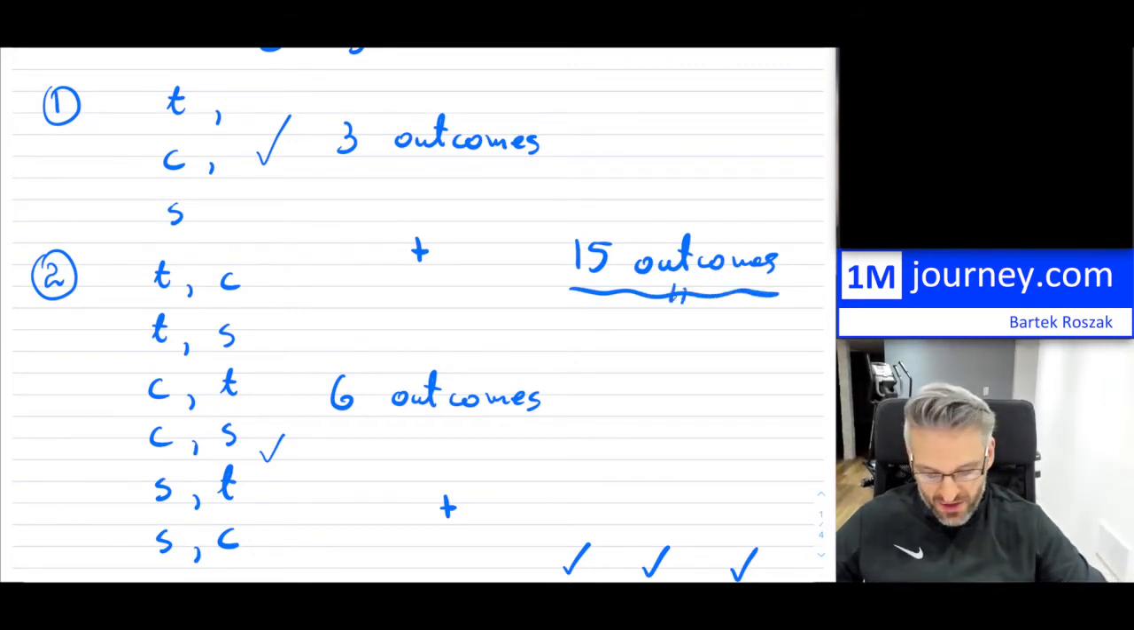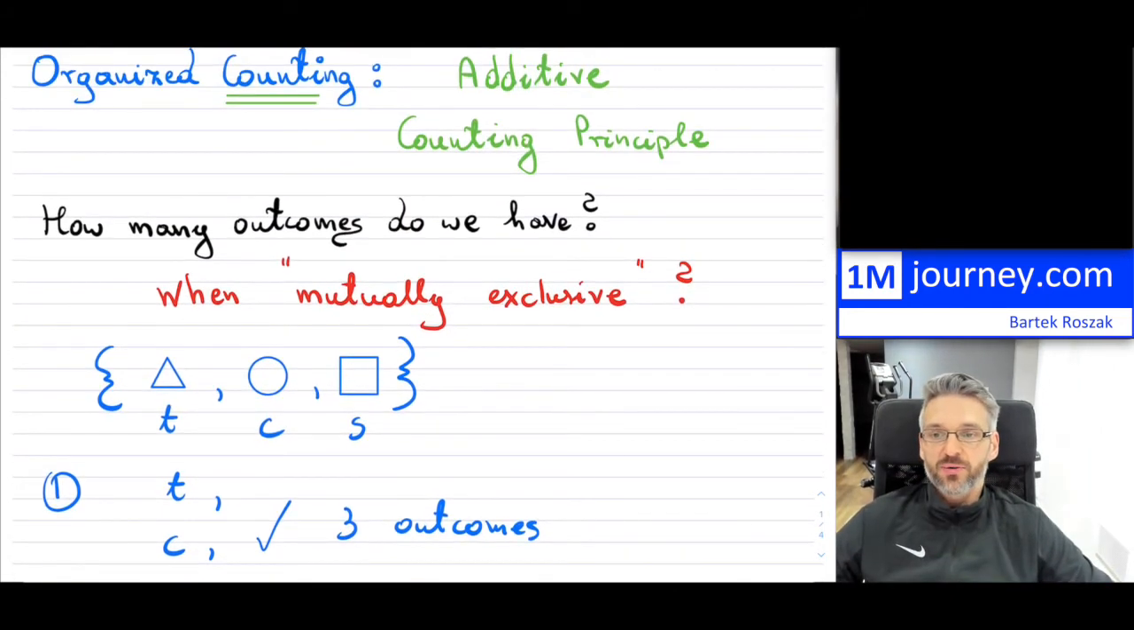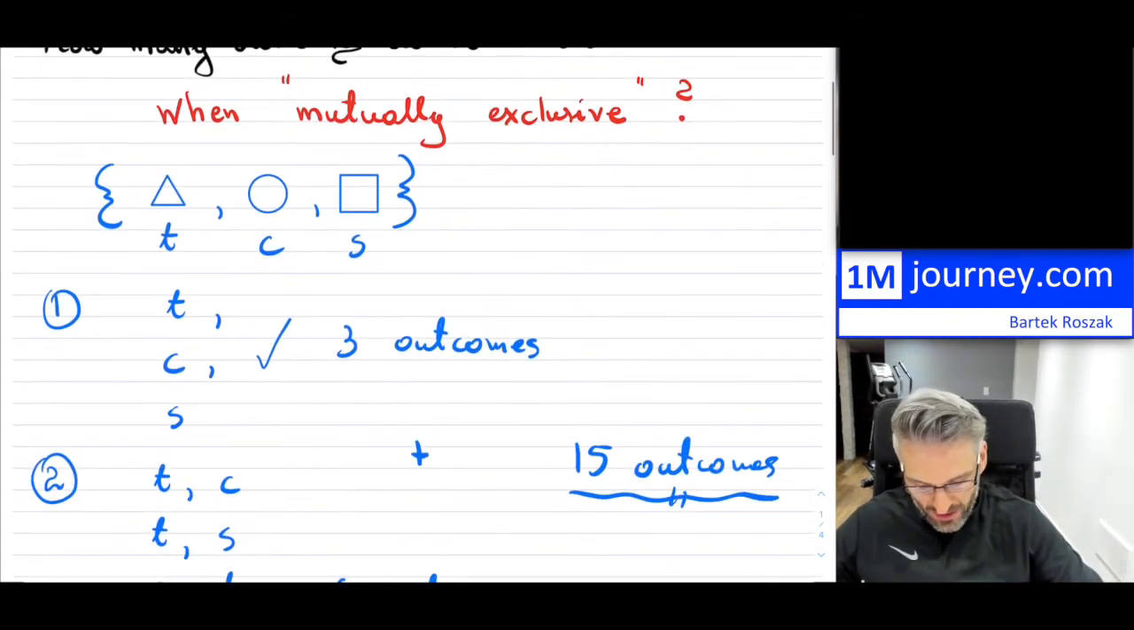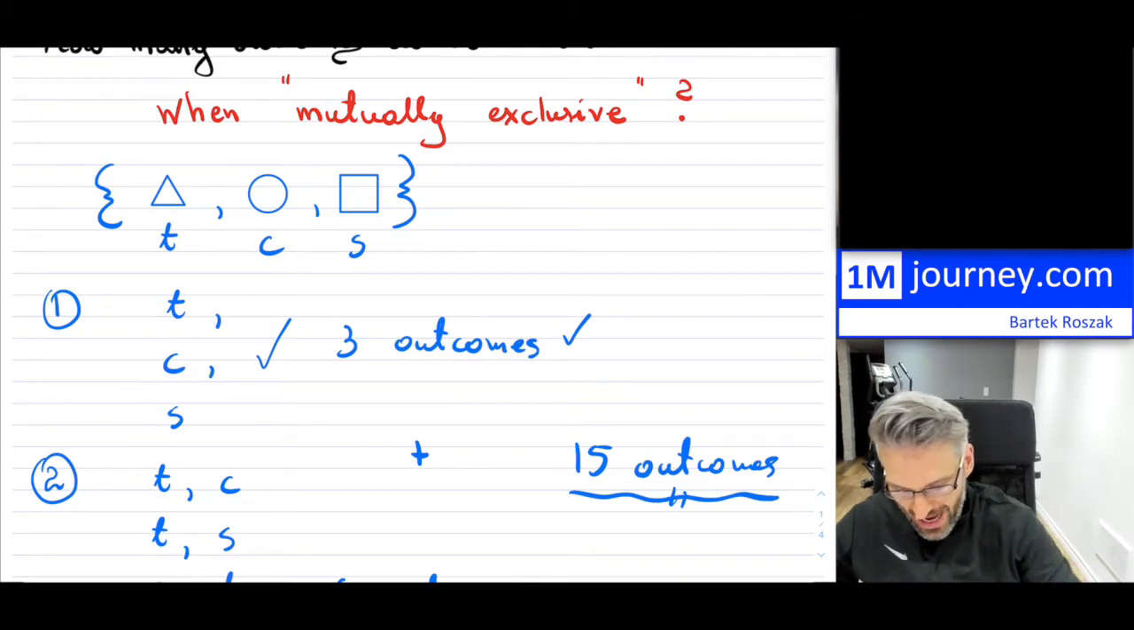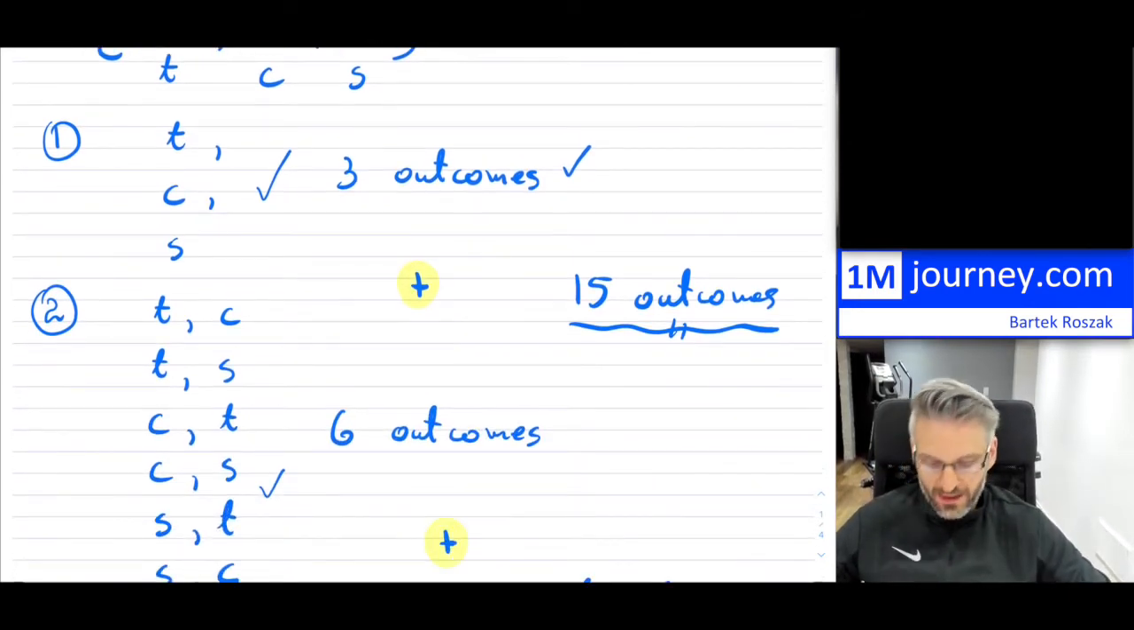And now this is what the additive counting principle is all about. If things cannot happen simultaneously, meaning I can't send 1 at the same time as I send 2, then you count them individually, and then you add them up. And the addition is the additive counting principle. So that's what would happen within here.